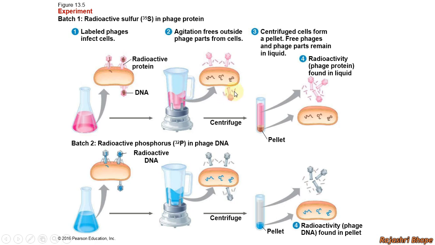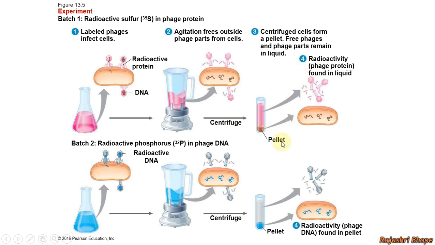Why? Because agitation frees the phage parts from the cell, and whatever phage parts have entered the cell will remain inside the cell only. All the phages which are only present at the surface of the cell are removed. Then they centrifuged the suspension. They analyzed the pellet and the supernatant.